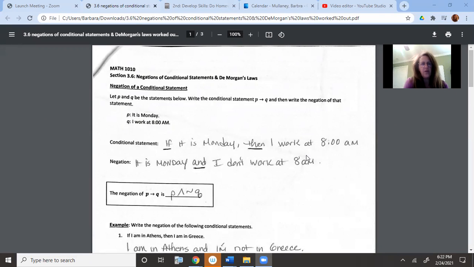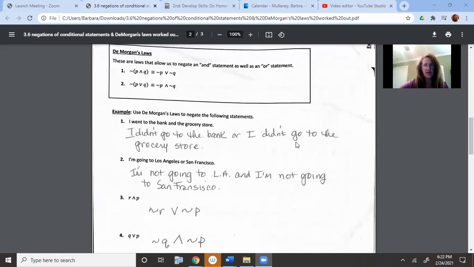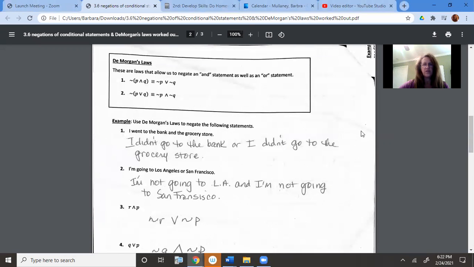This video will cover the second half of the handout from section 3.6. We're going to cover the use of DeMorgan's laws. So I'm going to scroll down to the second part of this. And here are the rules for DeMorgan's laws. These are laws that allow us to negate an and statement as well as an or statement.